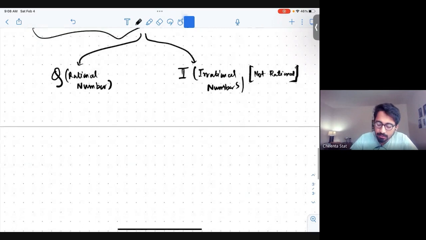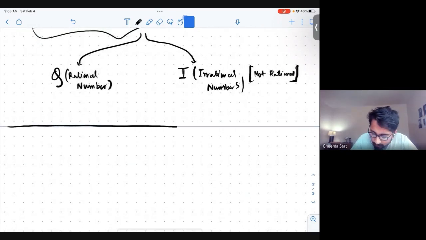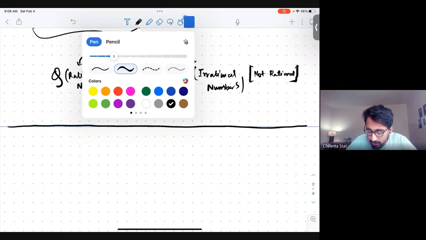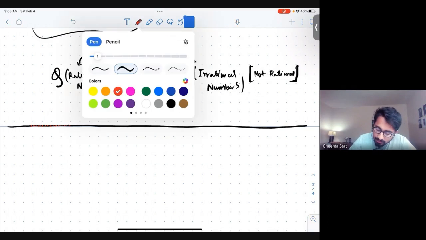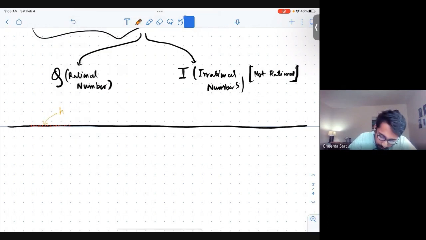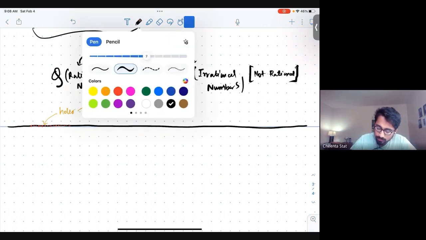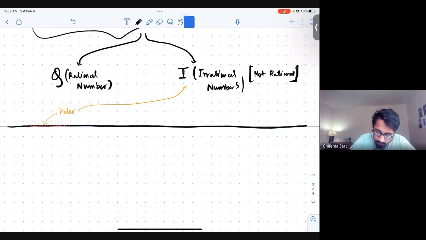So understand, if this is a real number line, and if you plot these small numbers, let's say rational, there are certain holes. So you can find the holes are nothing but the irrational numbers. Okay, the holes are nothing but the irrational numbers. Okay, do you understand?